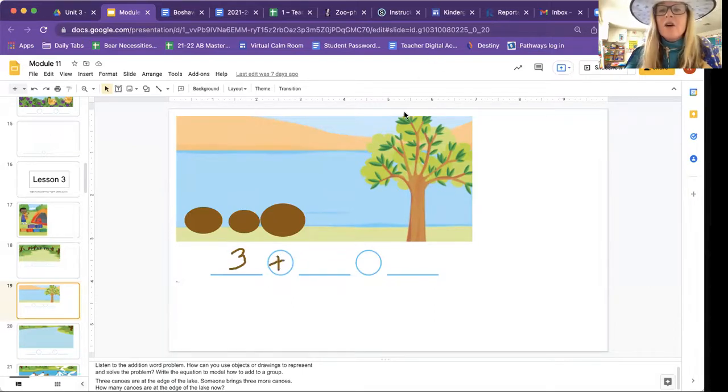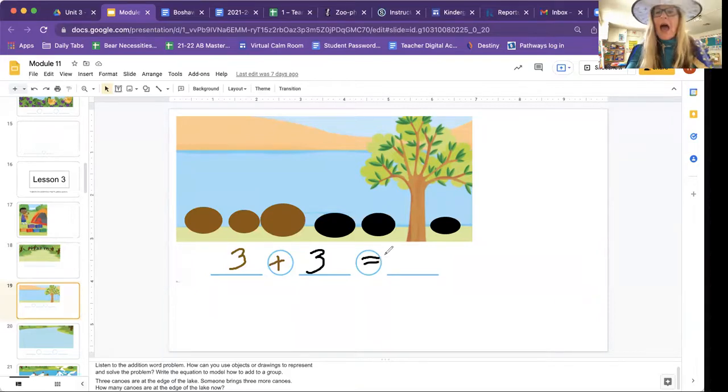And then they said there are 3 more canoes. Somebody brought 3 more. 1, 2, 3 more. So what number is going to go right here? 3. 3 plus 3, and then equals. How many are there all together? I'm not going to write that answer. I want you to figure that out and write it in your book. All right. You can pause this while you do that.